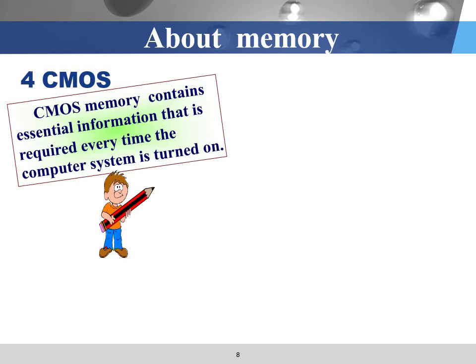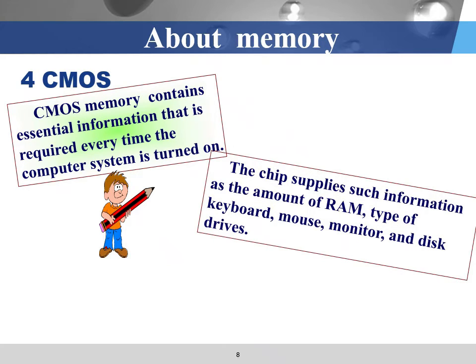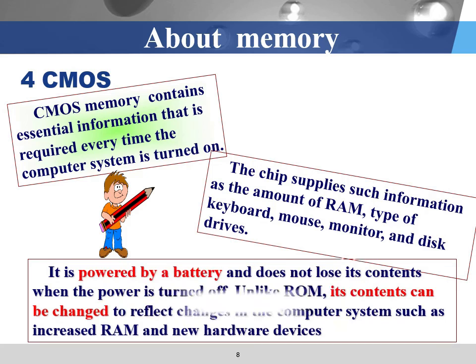The third type of memory is called CMOS. Its memory contains essential information that is required every time the computer system is turned on, and it's similar to the RAM, meaning that the content in the CMOS is volatile. If you don't have the power supply, the content will be lost. The difference between CMOS and the regular RAM is that it's not powered by the main power supply of the computer. It's powered by a little battery. The configuration information like the keyboard, the mouse, the monitor, and the system time is stored in the CMOS.